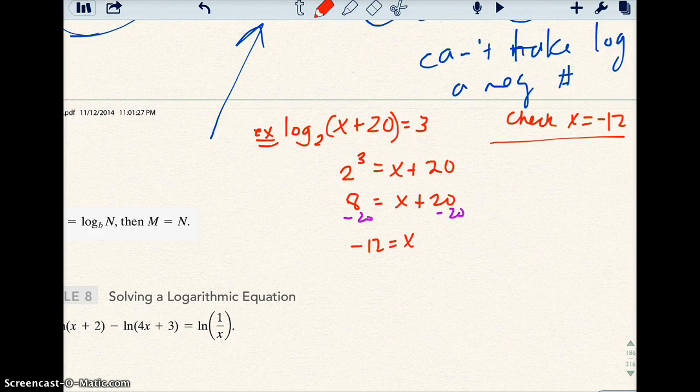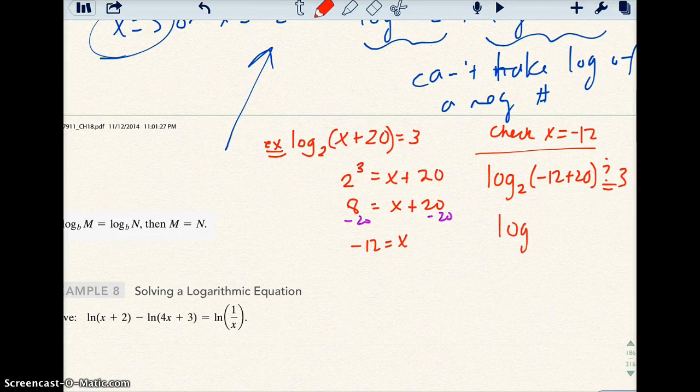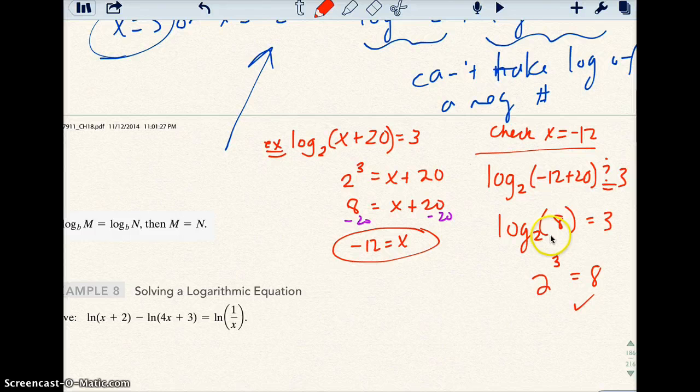Okay, so when we put negative 12 into here, we get log base 2 of negative 12 plus 20. Does that equal 3? We get log base 2 of 8, since negative 12 plus 20 is 8. And that's true, because 2 to the third power is 8. So we had a negative answer, and it worked because I'm taking a logarithm of a positive number.